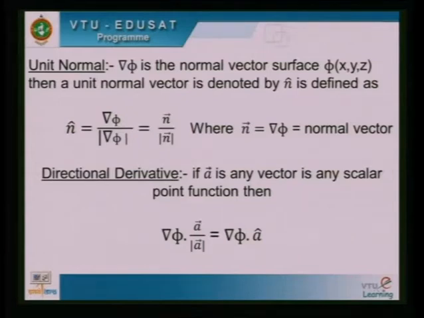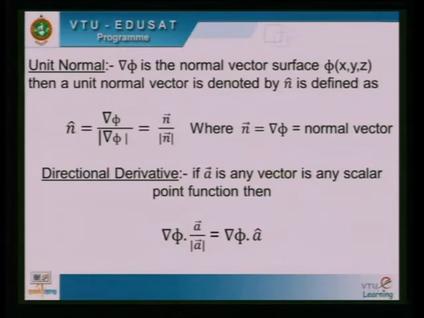Next, unit normal. Gradient of phi is the normal vector to the surface phi of x comma y comma z. A unit normal vector is denoted by n cap. N cap is a unit normal vector, defined as gradient of phi divided by modulus of gradient of phi, where n vector, which is gradient of phi, is the normal vector.